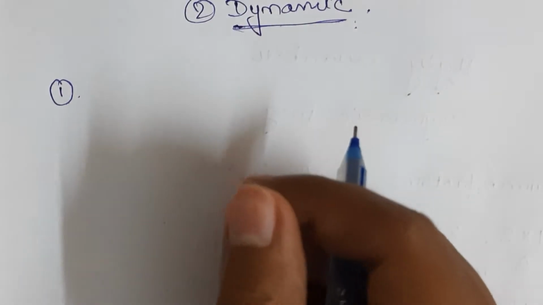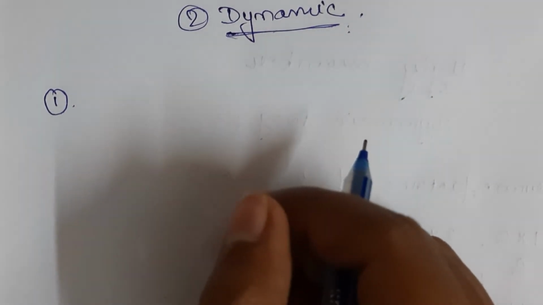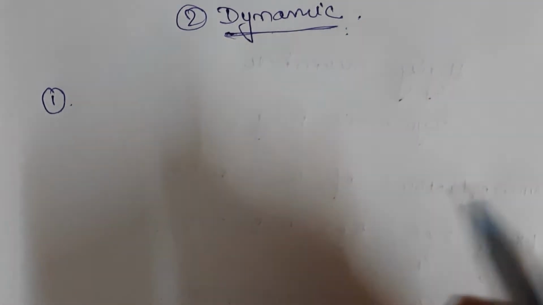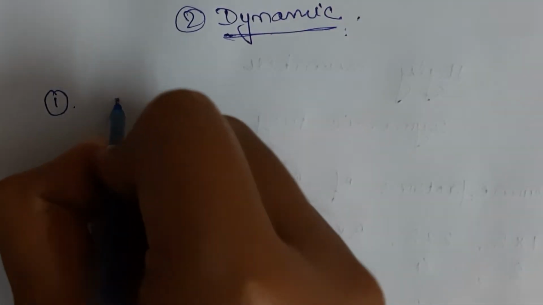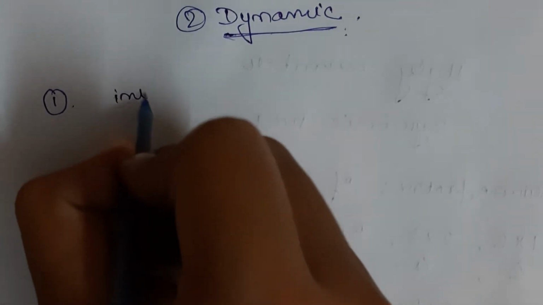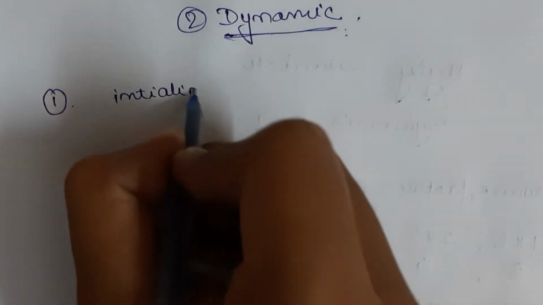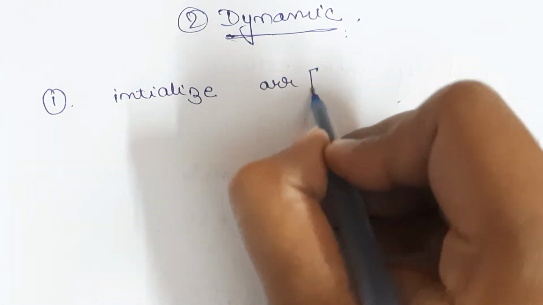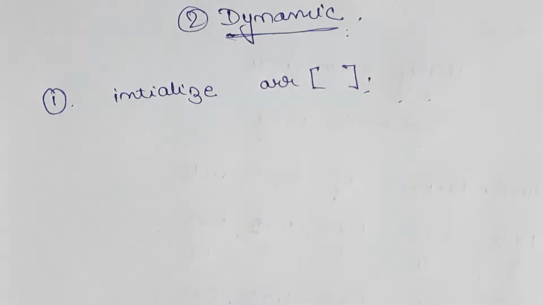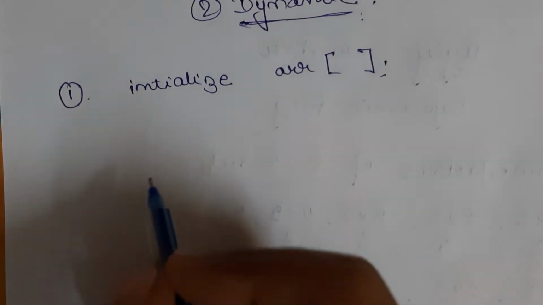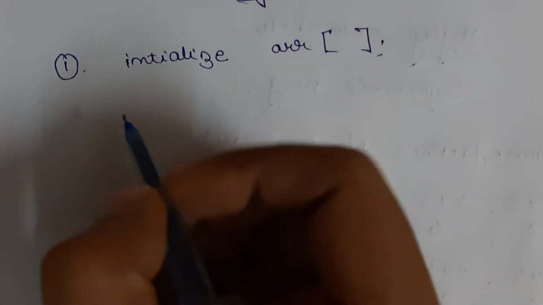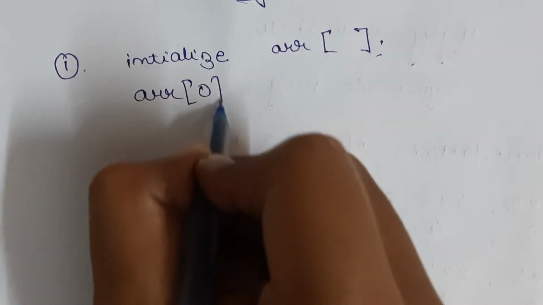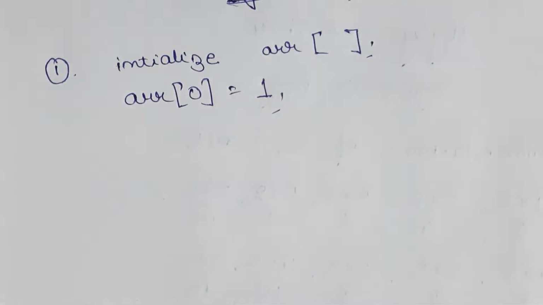First step: as we know, in dynamic programming we always need an array. So here we will initialize our ARR array. Second step, we will initialize ARR of 0 to 1. Correct?